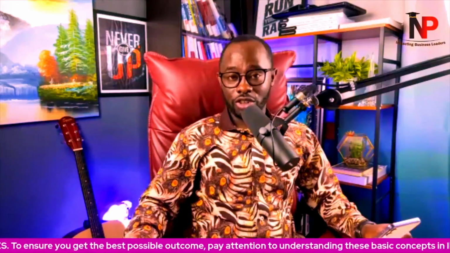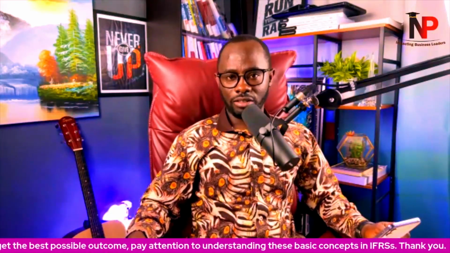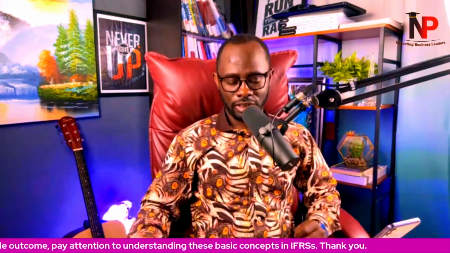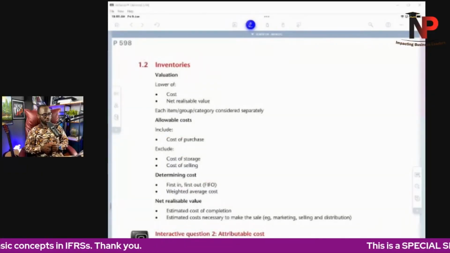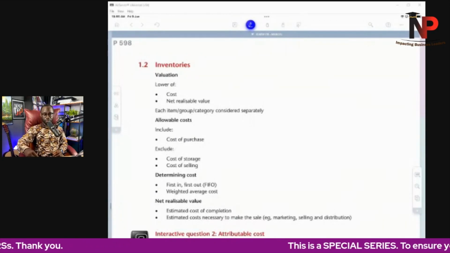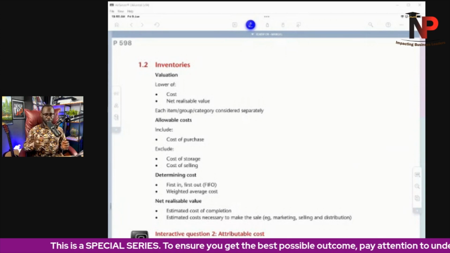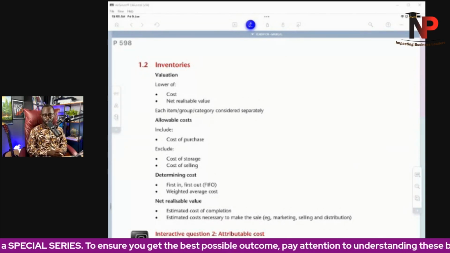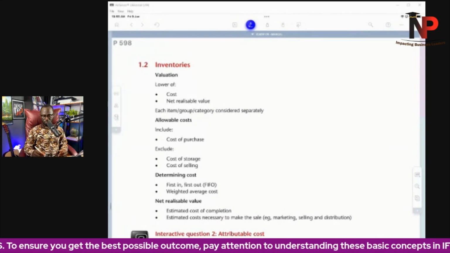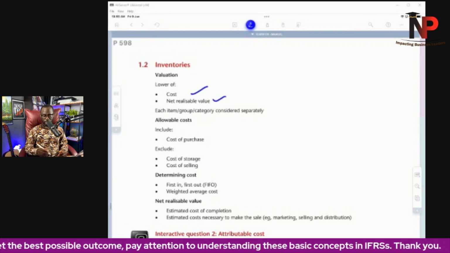Welcome to the next session, and we want to go to our next accounting standard, and we are looking at IAS 2 Inventories. Now, when it comes to treatment of IAS 2 Inventories, I referred to this in the previous session. It's one of the easiest standards that you can understand. Technically, inventory is valued at lower of cost and net realizable value.